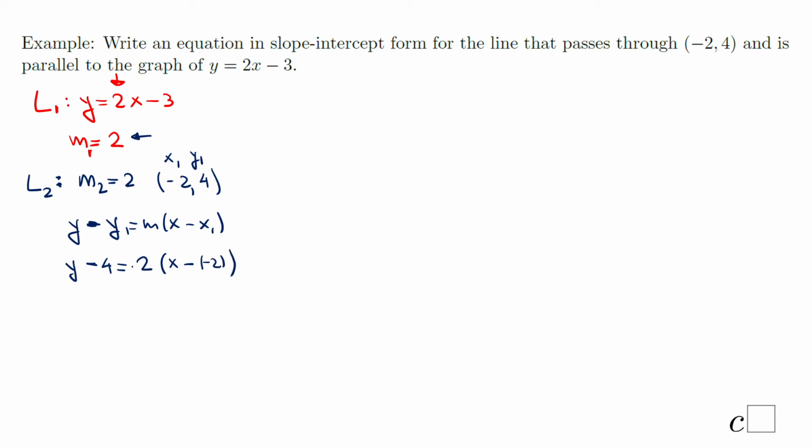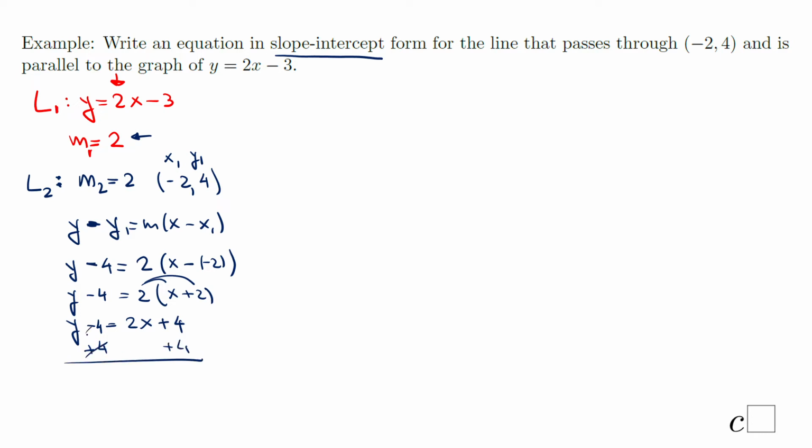Let's simplify the double negative inside of the parentheses. So that will be 2 times the quantity x plus 2. And since we need slope-intercept form, distributive property, so we have y minus 4 equals 2 times x, that is 2x, and 2 times 2 is 4. And the last step, add 4. So we have y equals 2x plus 8. This is the equation of the line that is parallel to y equals 2x minus 3 and goes through negative 2 and 4.